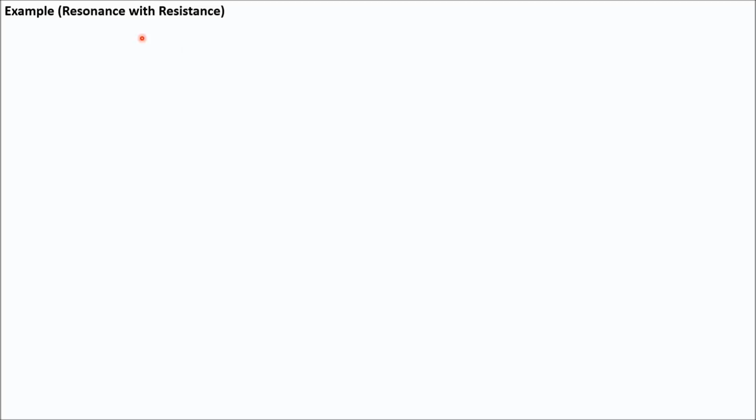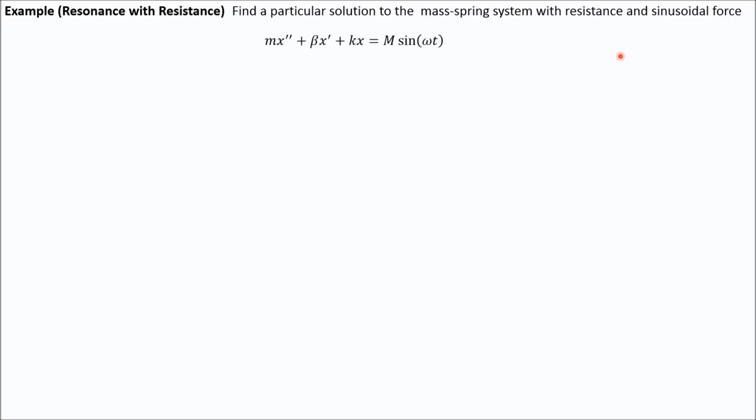So we'll take a look at the problem of resistance before I send you off to finish it on your own. Particular solution to the mass spring system with resistance. So let's consider this problem. I'm calling this capital M now for the amplitude of the forcing function.